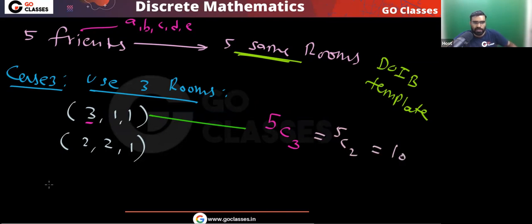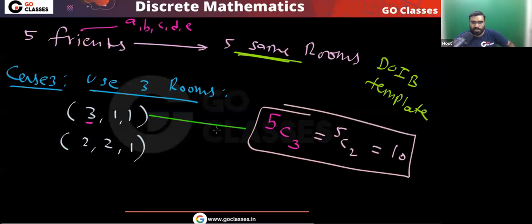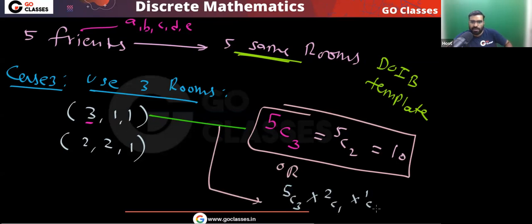What is another way to solve it? Either you can solve like this, or the other way to solve it is 5C3 multiplied by 2C1 multiplied by 1C1 divided by 2 factorial. 2 factorial because of this.